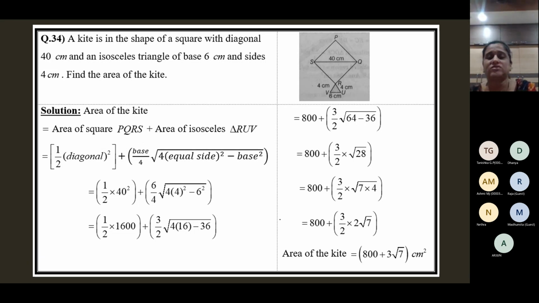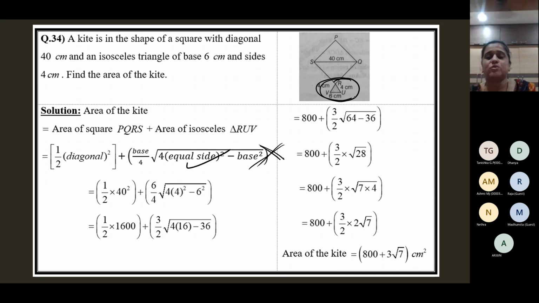Okay. So like this, we'll have to substitute and find the area of the kite. Understand, children? Alternatively, you can find the area of this isosceles triangle using Heron's formula. If your teacher also has introduced this formula to you, you can use it. If she's not mentioned this formula to you, don't use it. You can just have it as a part of knowledge.